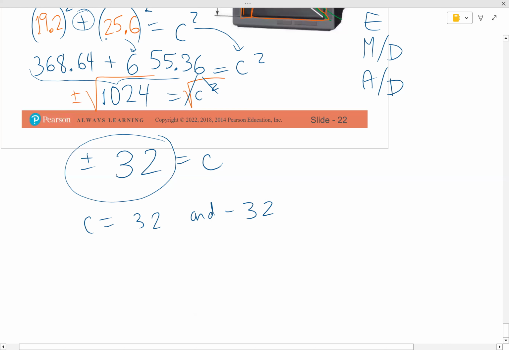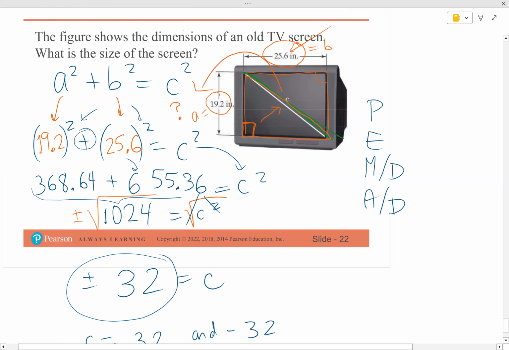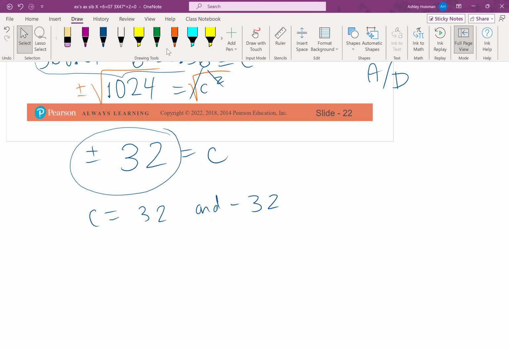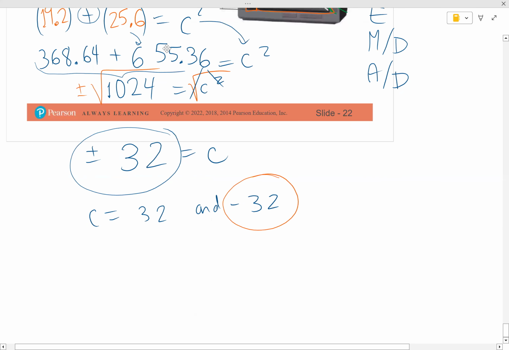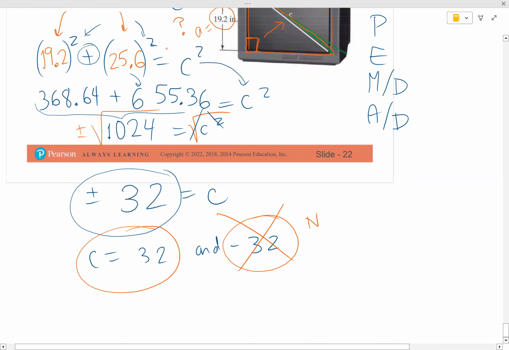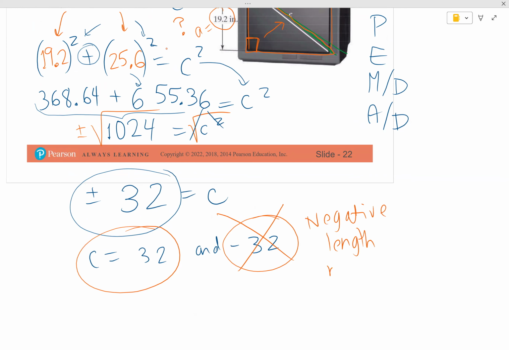But since this is a real life scenario, I'm going to stop and think, does a negative number make sense here? No. I don't think you're going to sell a lot of TVs if someone says, hey, I'm here to buy a TV, and you say, yeah, I've got a negative 32-inch TV over here. They're going to say, what the heck? I'm going to go to a different store. This is nuts. That doesn't make sense. You can't have negative length. Negative length or negative age, like in the last example, makes no sense.